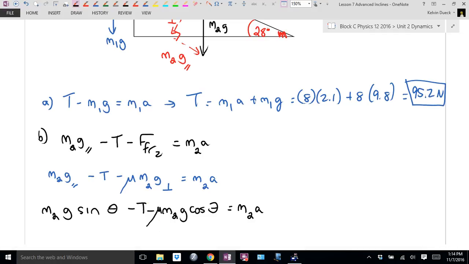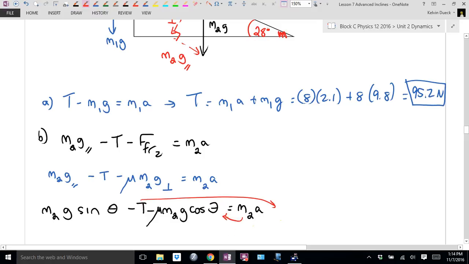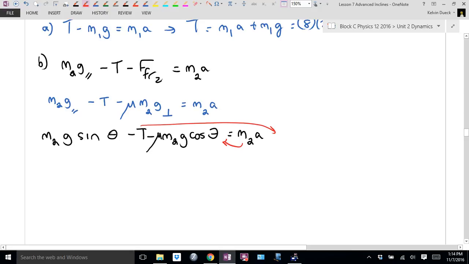Michael, what am I trying to find? Mass 2. How many M2s are there in my equation right now? 3. How many would I prefer? 1. Let's get them all to the same side. I'm going to plus the tension over because that gets rid of a negative. And I'll minus M2A over. Is that okay? We've done that a bunch of times.